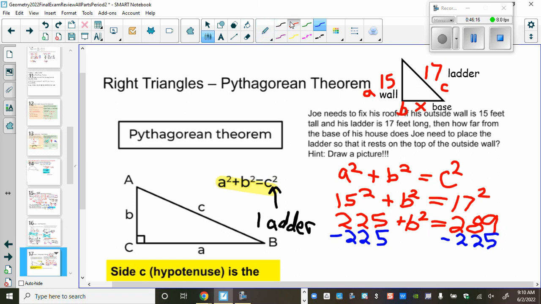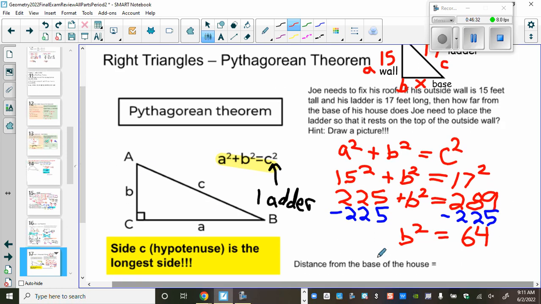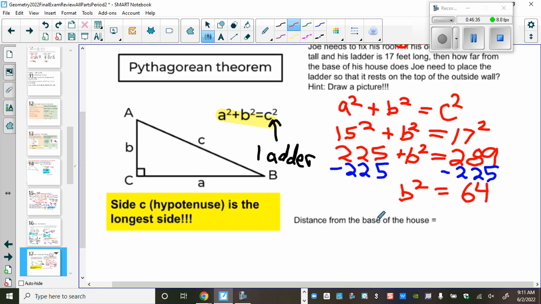So Andrew's 100% correct. You got b squared at 64. But are you done? Why not? You need b, but how do you get b? You have to square root the 64. You're not done because you got to take the square root of 64. So what would be the square root of 64? There you go.